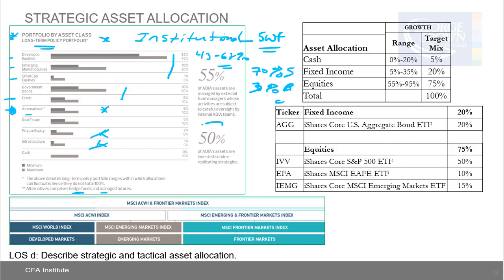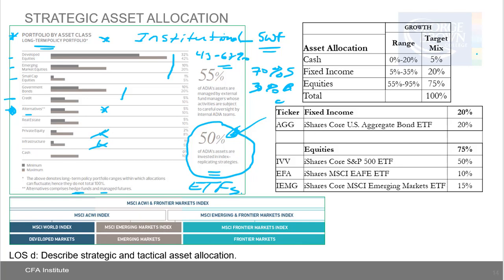And the other key point that I always like to point out is that 50% of Abu Dhabi Investment Authority's assets are invested in index replicating strategies, and these are the ETFs, okay? So yes, they've got 1,100 or 1,200 people working for them, and 55% are managed by external fund managers. But for an individual, if you set up a 70% stock, 30% bond portfolio and used ETFs, well, your returns and your risk profile might not be all that much different than a big institutional investor, okay?